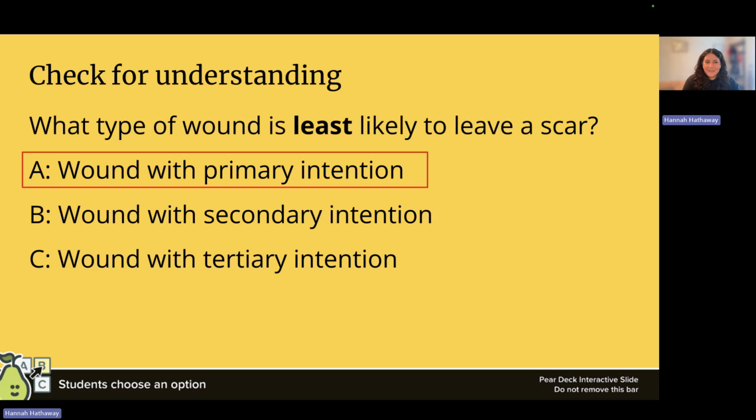Check for understanding. So I already gave you the answer. What type of wound is least likely to leave a scar? So that once again would be a wound with primary intention. That is the simplest, least severe type of wound. They are named in order of severity. So primary is the least severe, tertiary is the most severe.